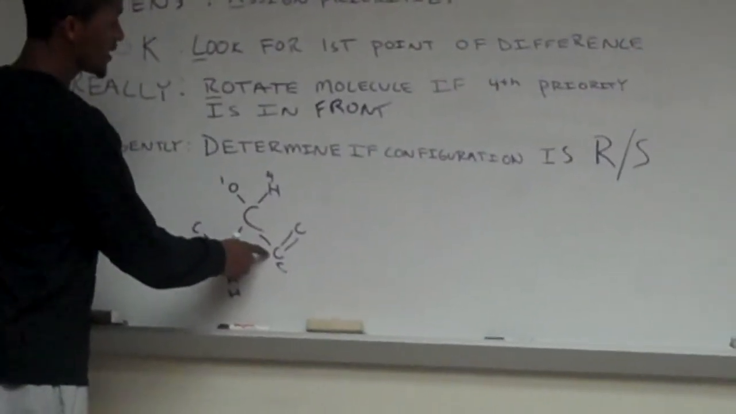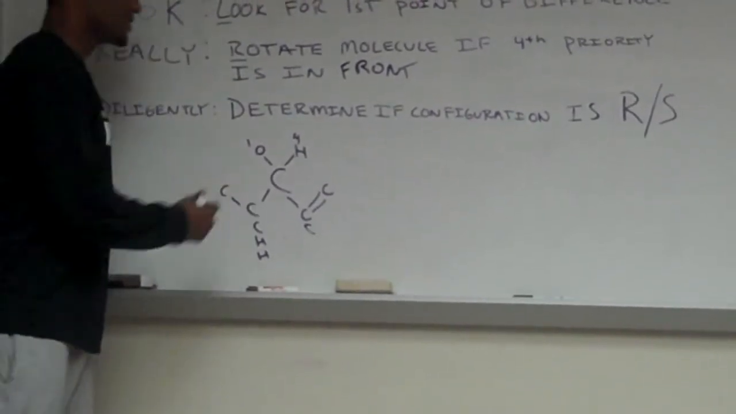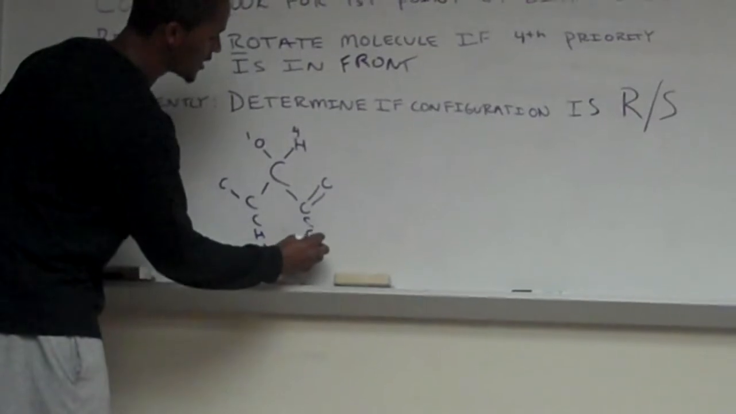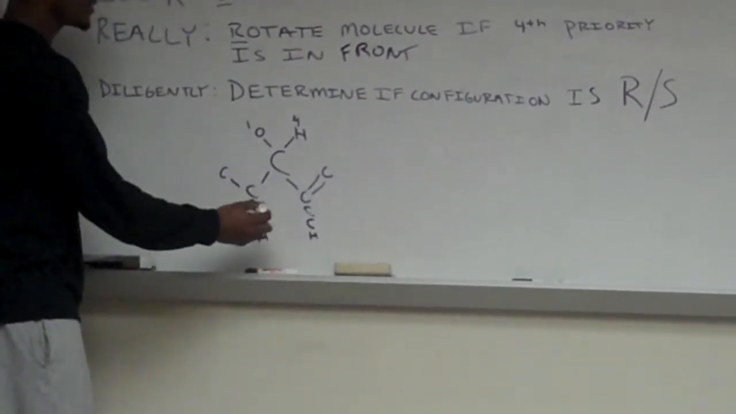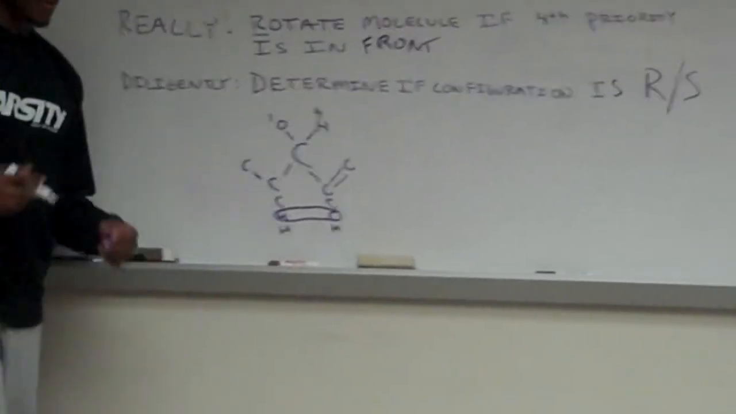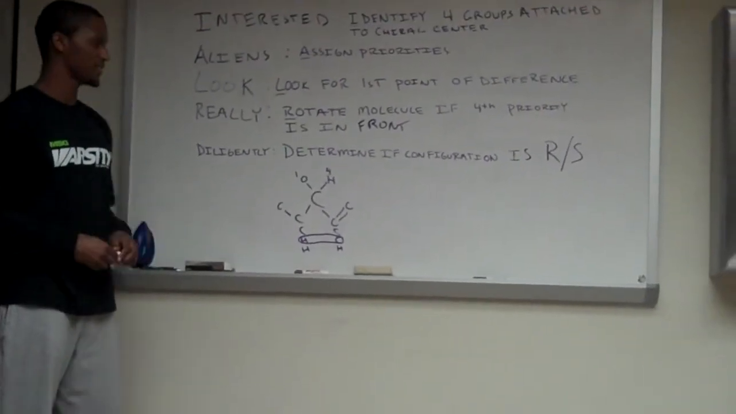Now, this carbon right here is only attached to 1 hydrogen because it has a double bond. Because of this, we count this carbon as 2 carbons and 1 hydrogen. Now, as you can see, we see a point of difference. Now, you may be asking, why is a double bond counted as 2 carbons instead of just 1?